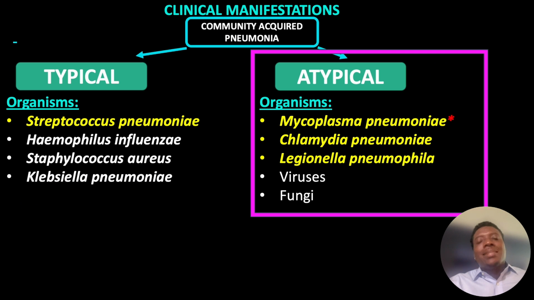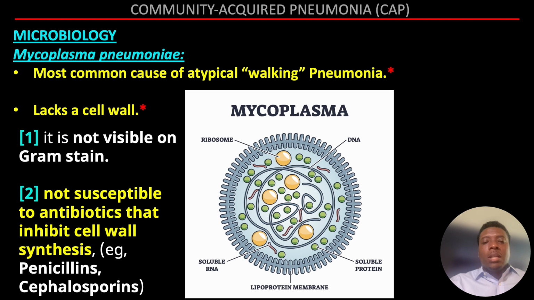Now, those are your classic typical pneumonias. So now let's switch gears and talk about your atypical pneumonias. And these are the ones like mycoplasma, chlamydia, legionella, and viruses. Now, in terms of mycoplasma pneumonia, that's a very important cause you should definitely know for exams because it is the most common cause of what we call atypical or walking pneumonia.